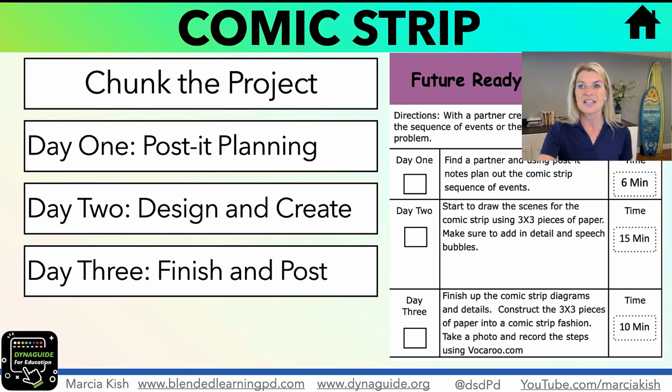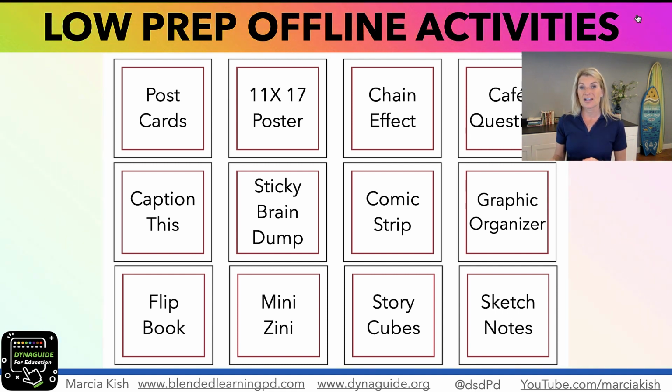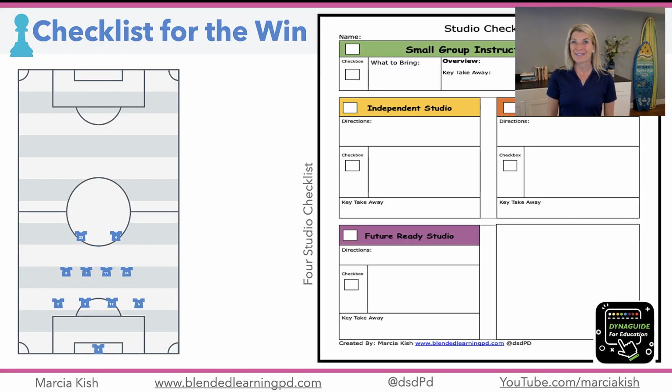Choice boards. I just gave you 2 examples. I gave you an example of using caption this or comic strips. Next, we're going to go in and talk about checklists, and I'm going to show you how the checklists work with a choice board. All right, we're looking at an example of a checklist. This is a 4-studio checklist, meaning the students will go to a small group, they will go to an independent practice, they'll go to digital content, and they'll go to a future-ready activity. And while the students are doing that, they are going to be able to move either with a timer or they'll be able to move at their own pace, depending on where you are in the learning studios.